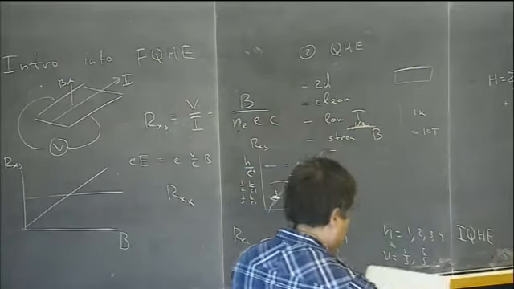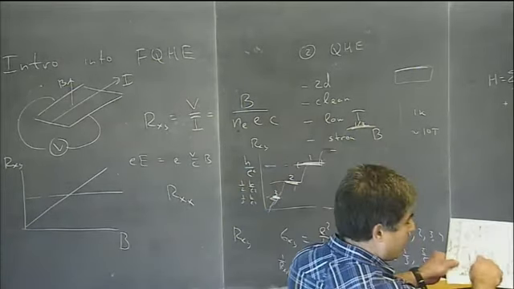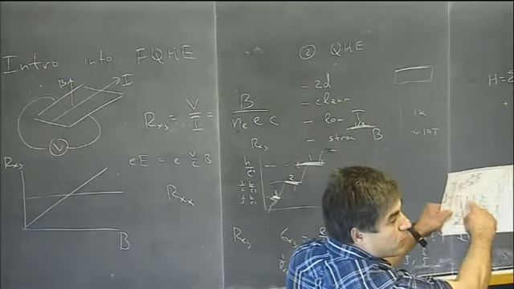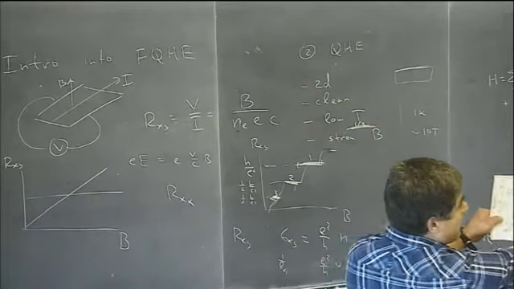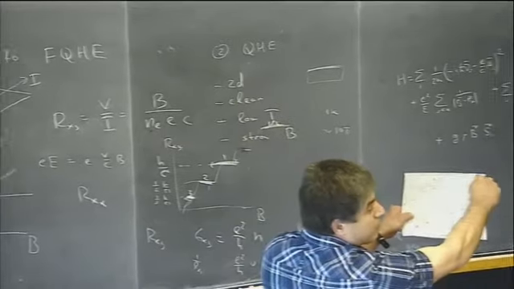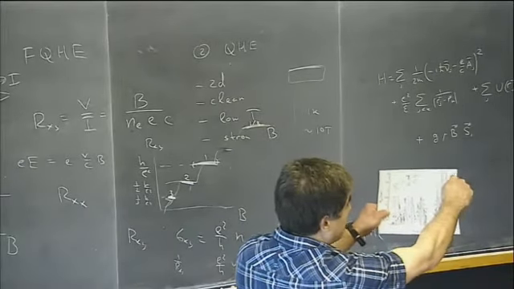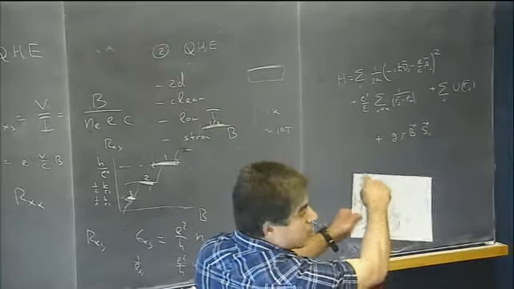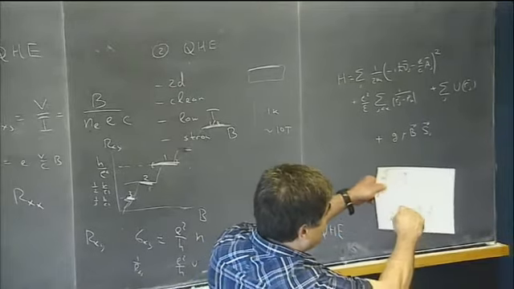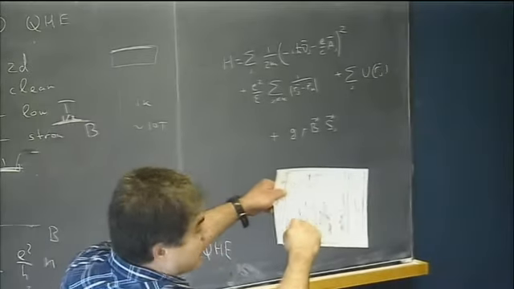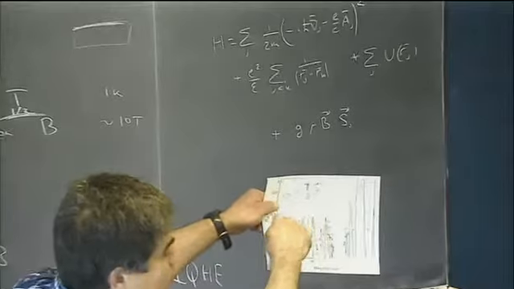So on this picture, this is 1. This is the main plateau which they observed first. This is 1/3, which is fractional, corresponding to 3h over e squared. And 2, 3, 4 is this series of plateaus, shown here.